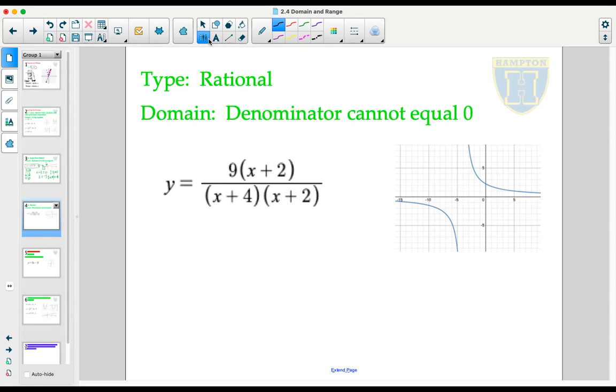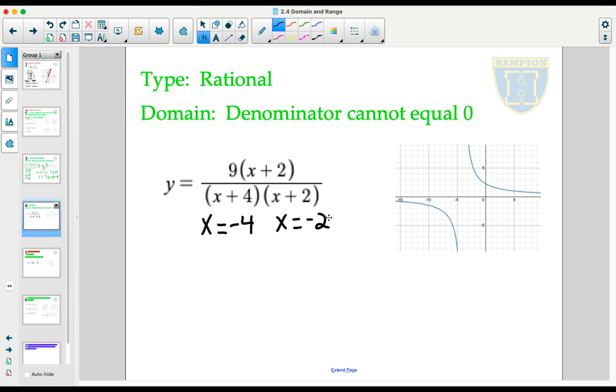The next type of function that we're going to look at is a rational function. A rational function consists of a polynomial over another polynomial. In the case of a rational function, the denominator is not allowed to equal 0. When the denominator equals 0, the function fails to exist, and there's no value for the range. So our responsibility comes in determining those numbers that will make the denominator equal 0. In the case of the two factors that are here, x plus 4 and x plus 2, those two factors will equal 0 when x is equal to -4 and x is equal to -2.